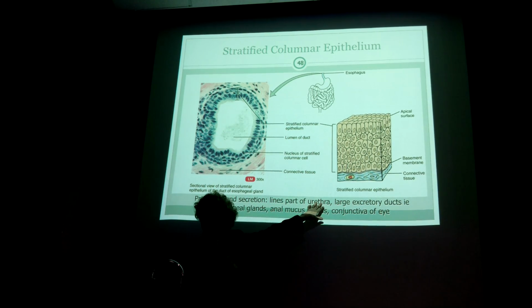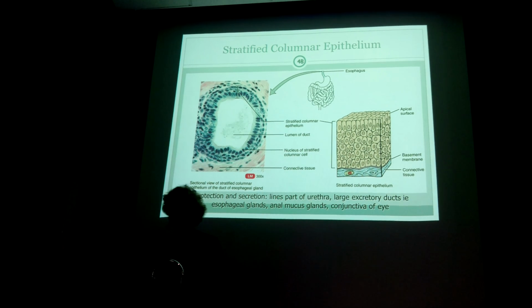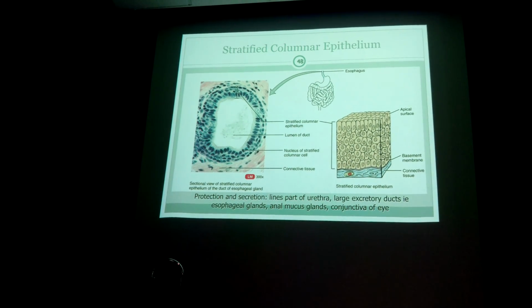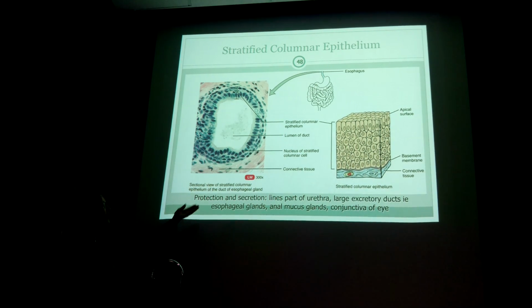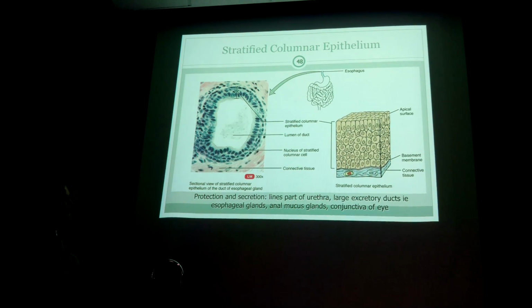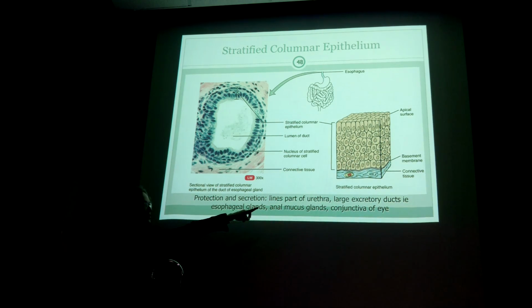It's the tube that we urinate through. Right, so we have the ureter, which goes from the kidney to the bladder, but then from the bladder to the outside world is the urethra. And so this is lining the urethra. And these large excretory ducts.